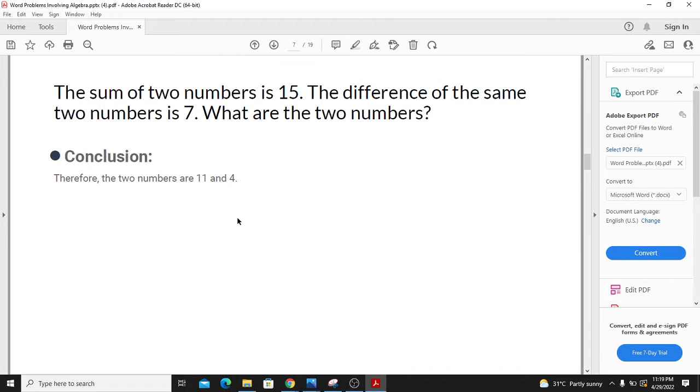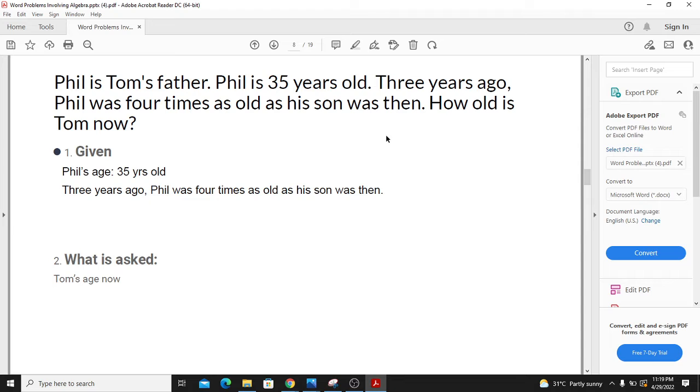All right, next. So another one is also an age problem. This is very common. So let's have the given. I'm sorry. Phil is Tom's father. So Phil is 35 years old. And then 3 years ago, Phil was 4 times as old as his son was then. So how old is Tom now?